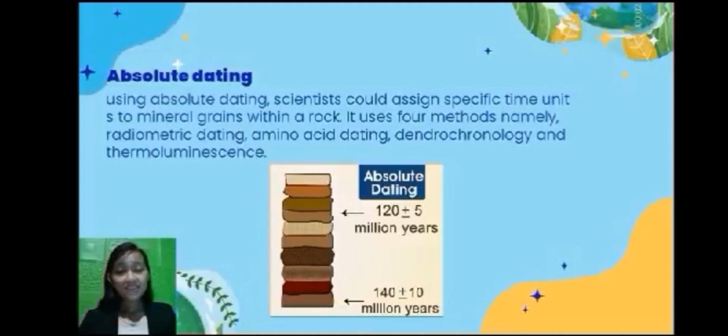You already know that dating is when scientists date rocks to know how long ago they were formed. So absolute dating is when scientists could assign specific time units to mineral grains within a rock. So sa absolute dating, nakakapag-assign ng specific time yung mga scientist. For example, kung kailan nabuo yung rock or kung kailan nabuo yung fossil doon sa rock. So tandaan lang natin na sa absolute dating is mayroong specific time.